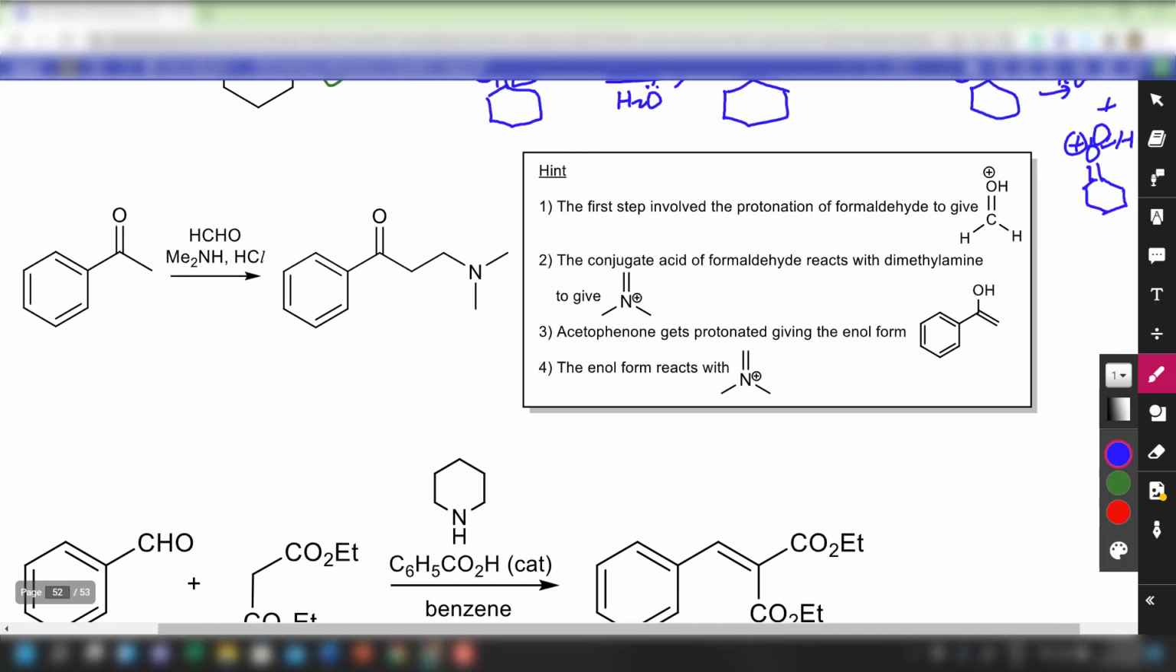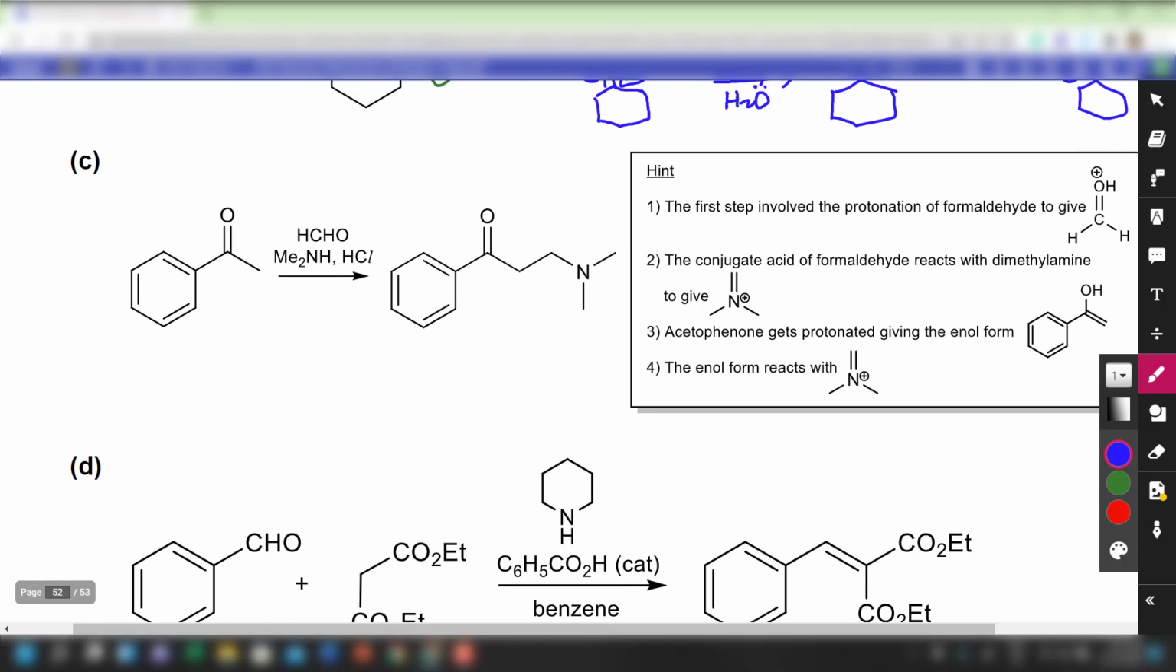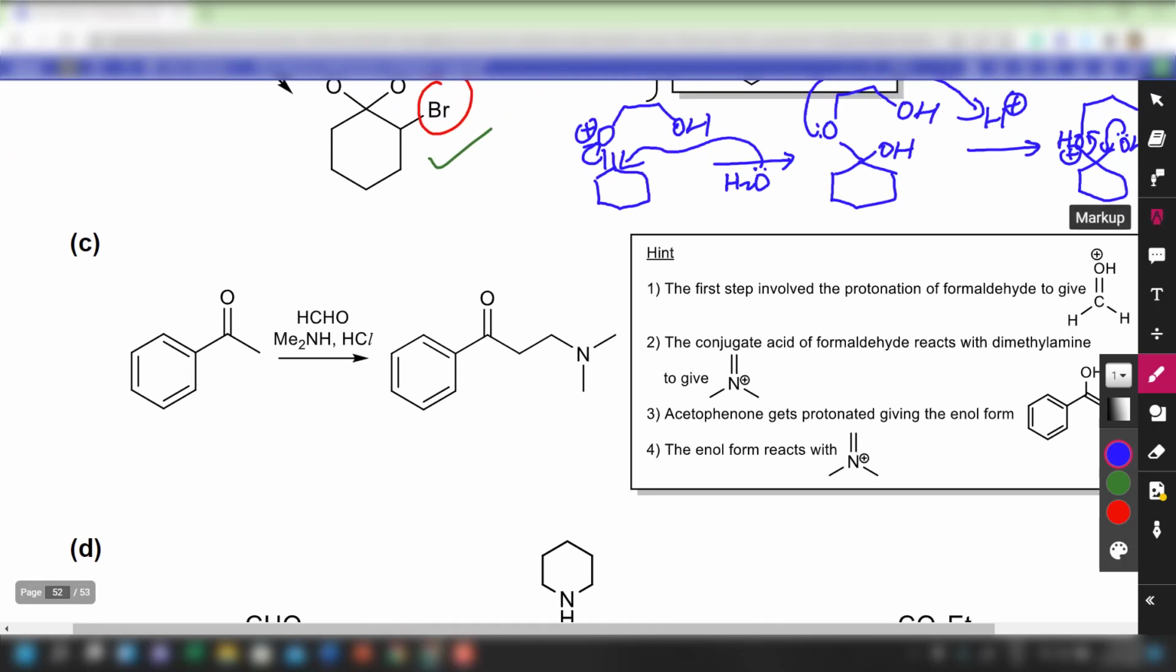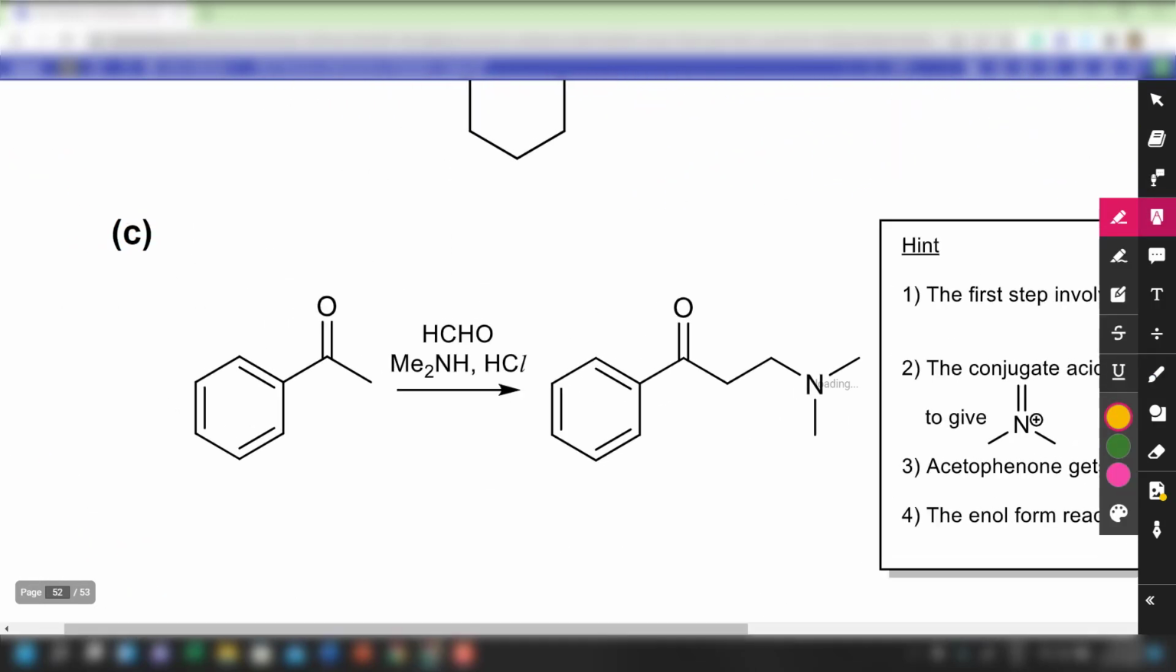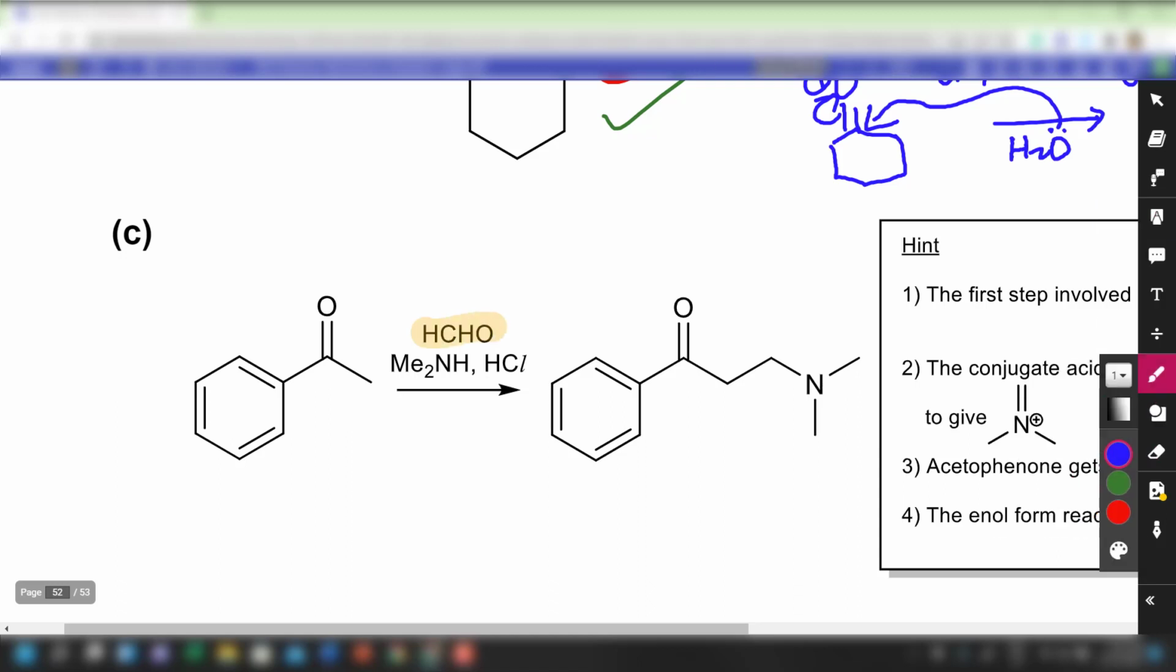The first step involves the protonation of formaldehyde to give the conjugate acid of formaldehyde. You may be wondering where is formaldehyde. This is actually formaldehyde. And of course you were told that the first step involved protonation. Since they told you it involved protonation, you don't do much, just protonate, and then I'm going to get the conjugate acid of formaldehyde.